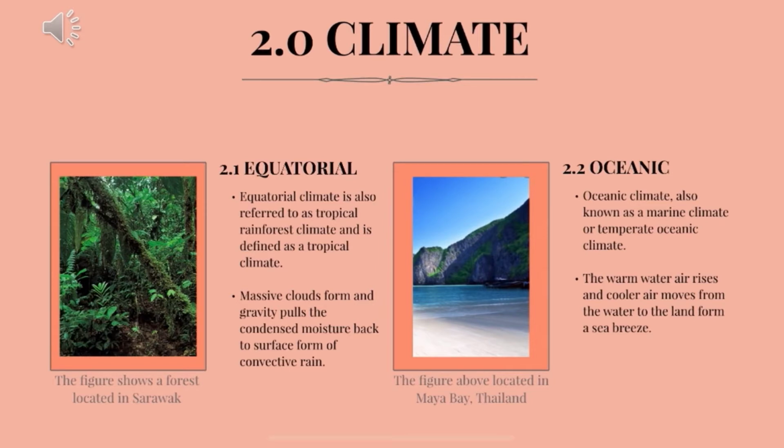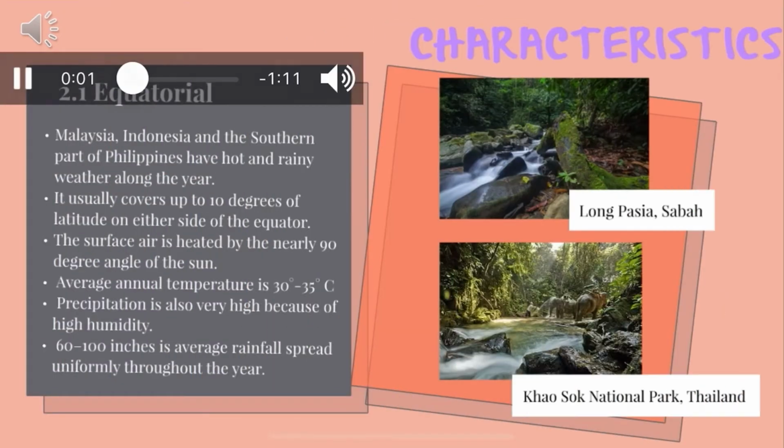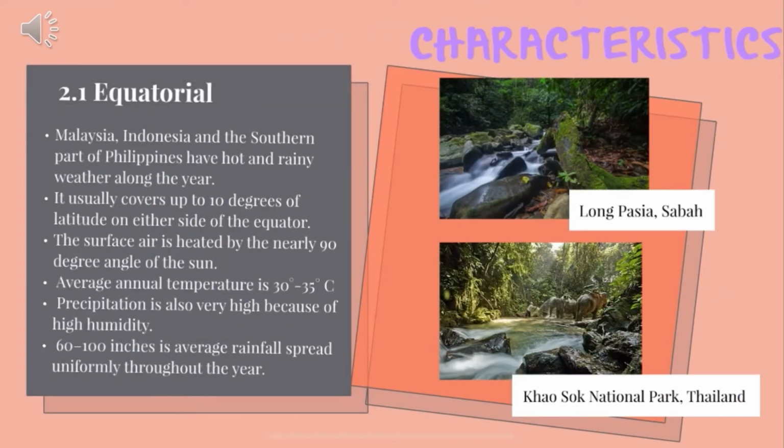Oceanic. Oceanic climate, also known as a marine climate or temperate oceanic climate. The warm water air rises and cooler air moves from the water to the land, forming a sea breeze. On your right side, the figure above is located in Maya Bay, Thailand. So let's go further into the equatorial characteristics.